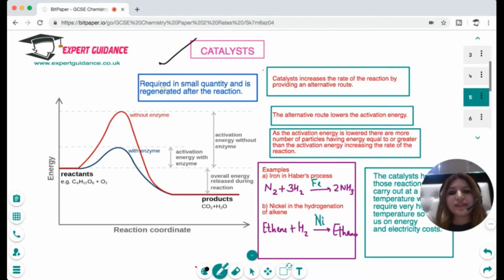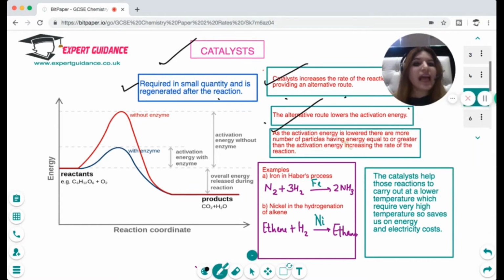Now, the properties of the catalyst: it is required in small quantities and regenerated after the reaction. They increase the rate of reaction by providing an alternative route. An alternative route lowers the activation energy. As the activation energy is lower, there are more number of particles having energy equal to or greater than the activation energy, increasing the rate of reaction. Example, iron in the Haber process, nitrogen and hydrogen forms ammonia. There we use iron as a catalyst. And nickel is used in the hydrogenation of alkene. Ethene plus hydrogen in the presence of nickel catalyst forms ethane.